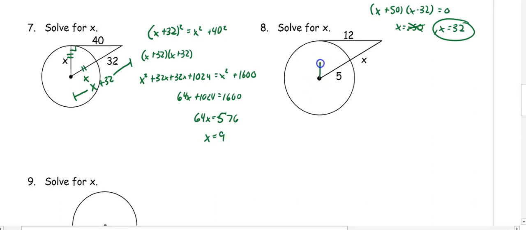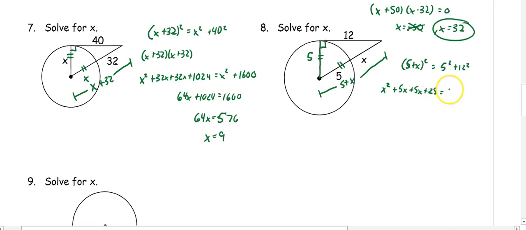Number 8, we're missing the radius, but we can draw it in to create our right angle, and the radii are going to be congruent, so they're 5 and 5. So when I set up my Pythagorean theorem, this whole side is 5 plus x. So we would have 5 plus x squared equals 5 squared plus 12 squared. So that would get us x squared plus 5x plus 5x plus 25 is equal to 25 plus 144.